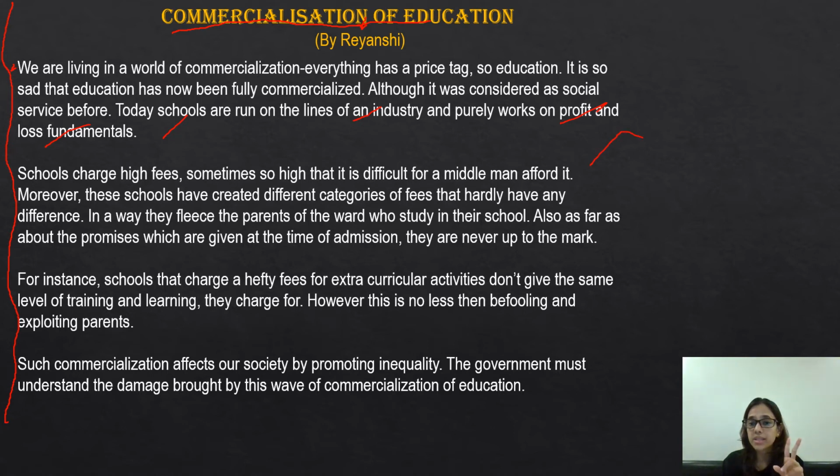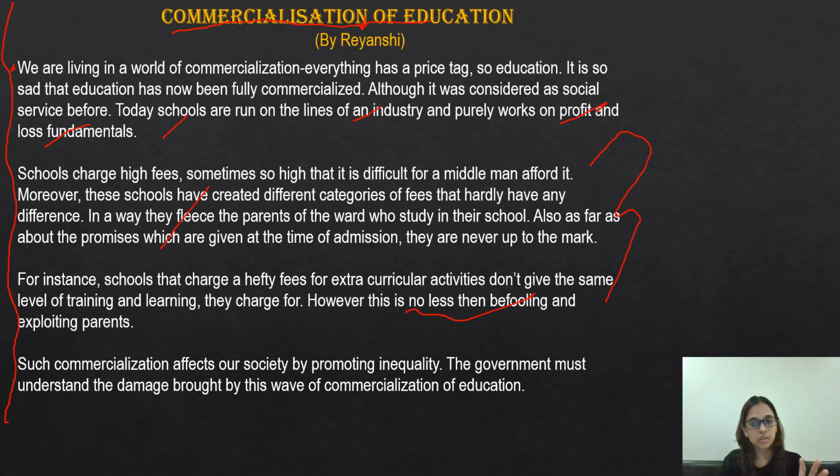Now, the next paragraph. As I said, I will divide it into two paragraphs. Why? So that it looks more creative and more attractive. I have already said the causes. Now I will say the effects in this paragraph. For instance, schools that charge hefty fees for extracurricular activities don't even give the same level of training and learning they charge for. However, this is no less than befooling and exploiting parents. Instead of saying that they are fooling parents, you can directly say befooling. You can use such words.